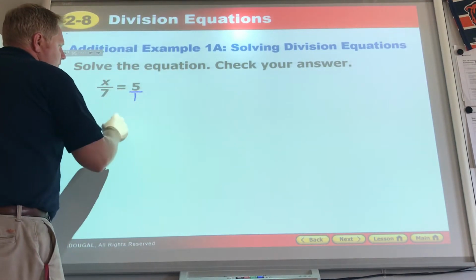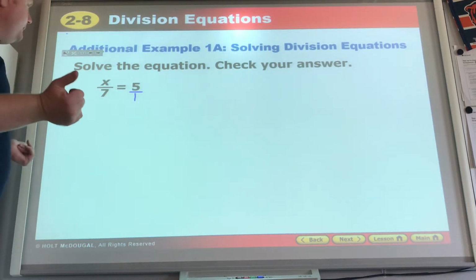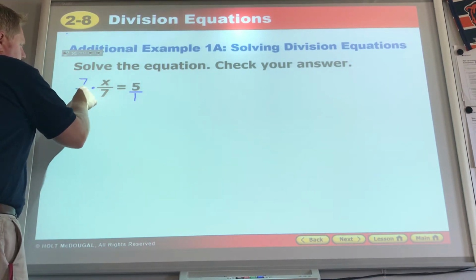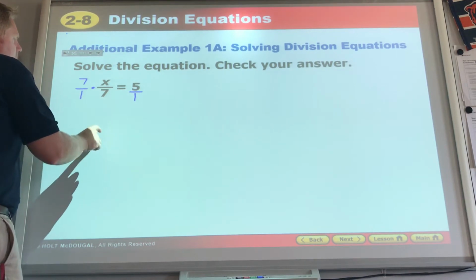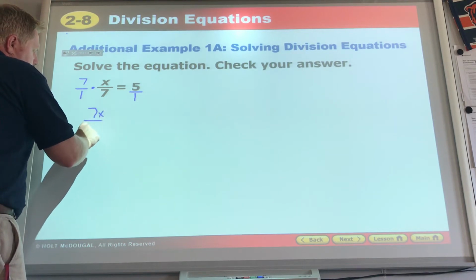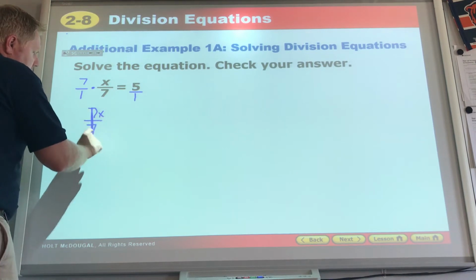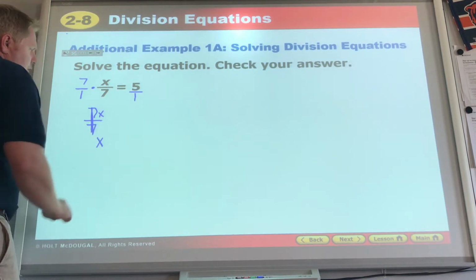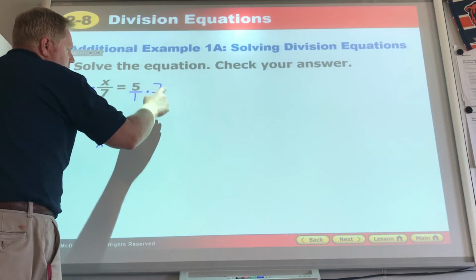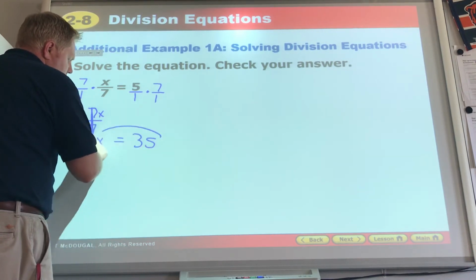5 divided by 1 is 5. So me putting that 1 there doesn't change anything. Okay? So if I think about this, if I do 7 over 1 times x over 7, that means I have 7x over 7. 7 divided by 7 is 1. I have x all by itself. If I do the same thing over here, times 7 over 1, that's 35. So x equals 35.